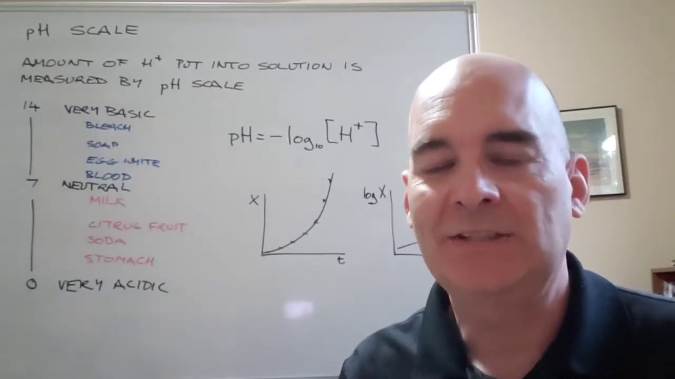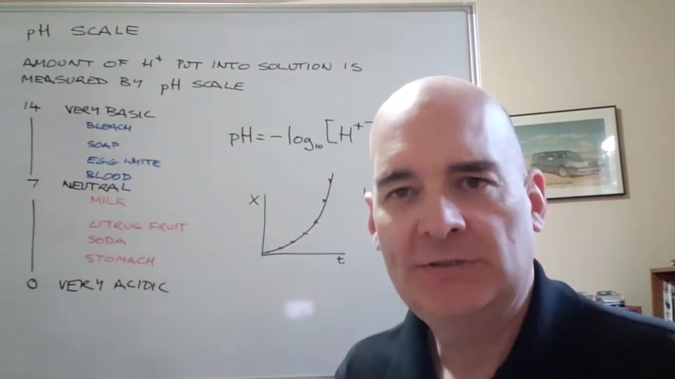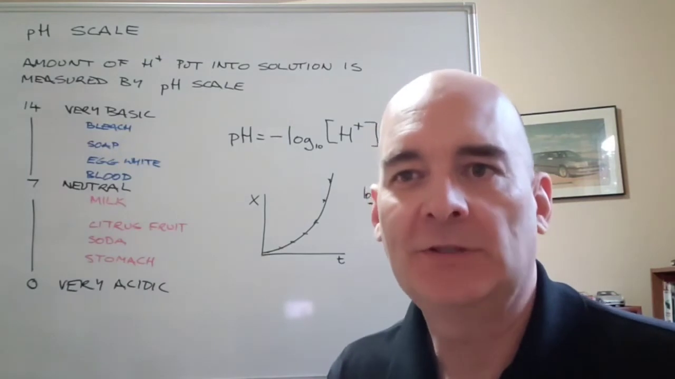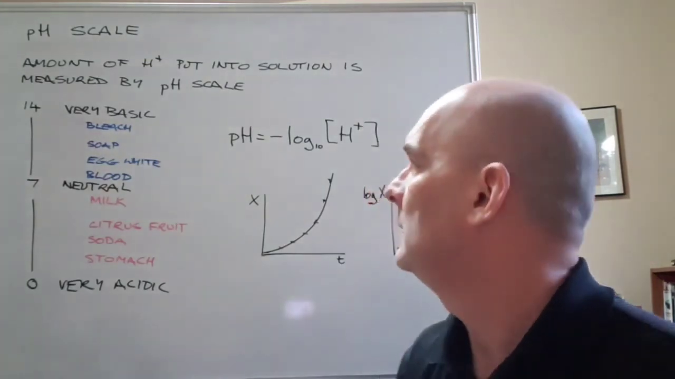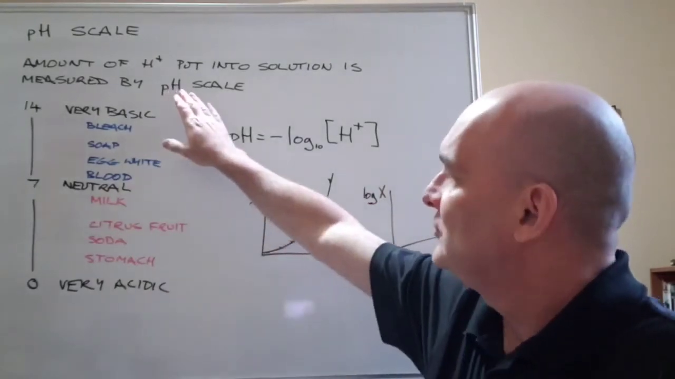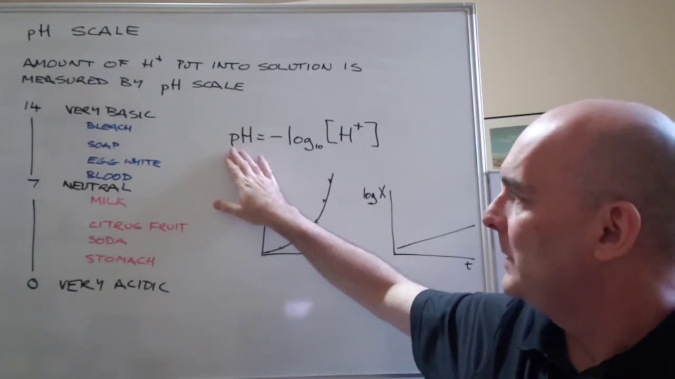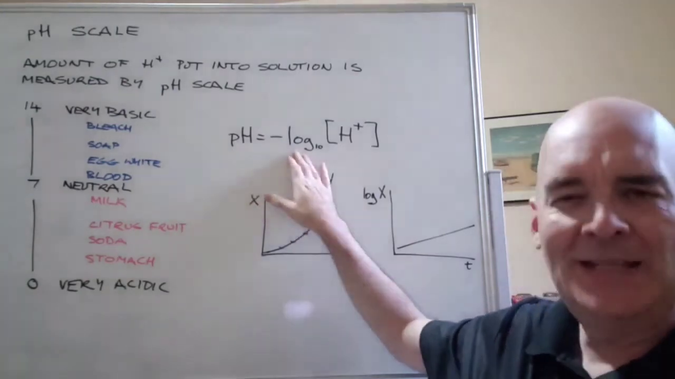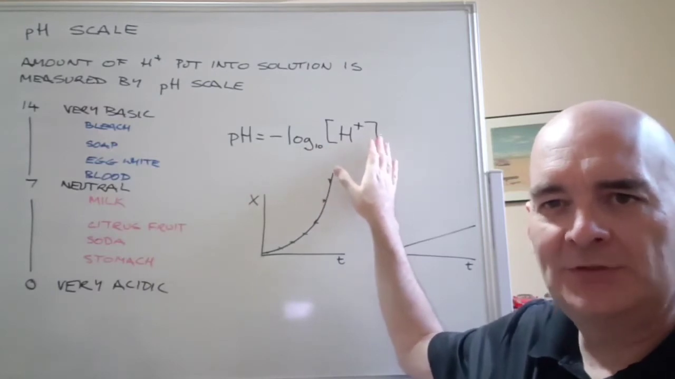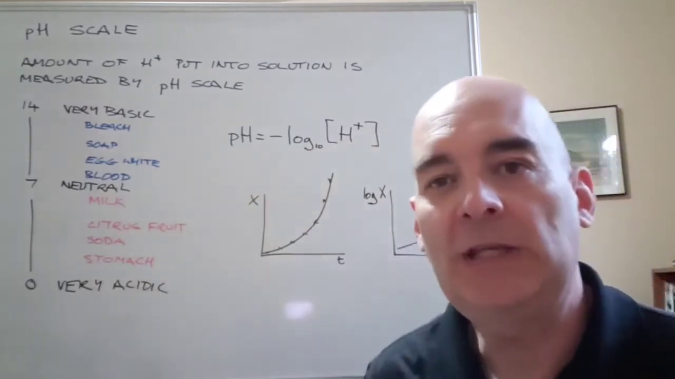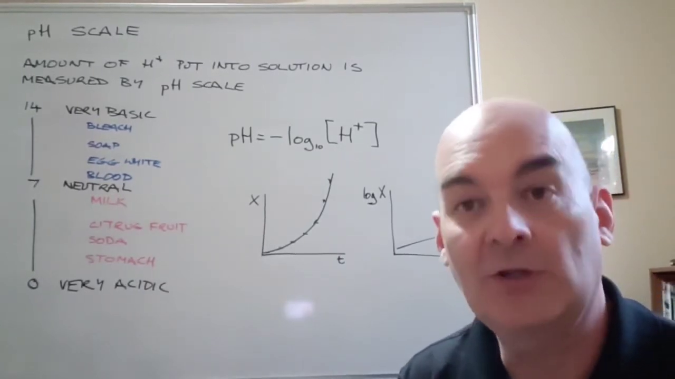So, acids put H+ into solution. But just how much H+ do they put into solution? Well, that's something that we can measure on the pH scale. The pH scale technically is this, that pH equals negative log to the base 10 of the H+ concentration. If you see anything in chemistry written in square brackets, good chance that's a concentration.